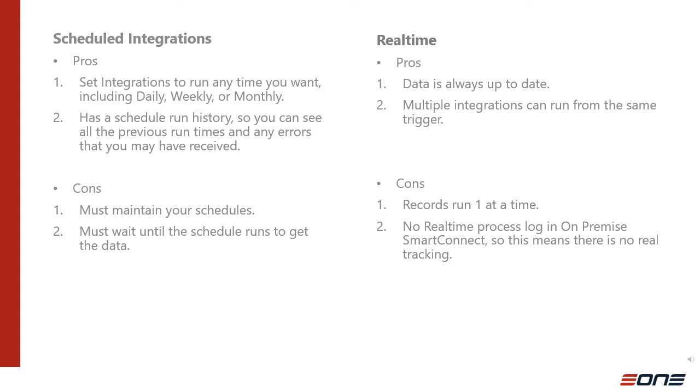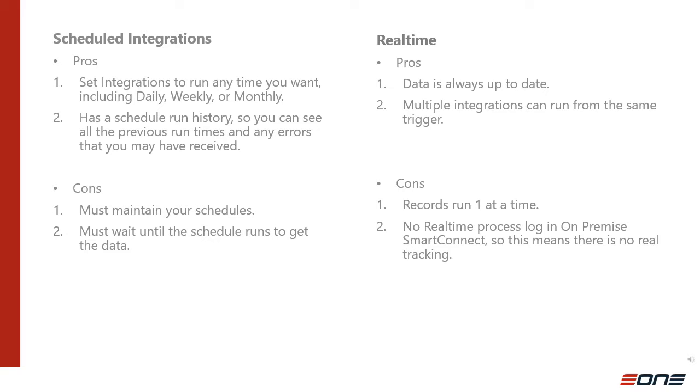When deciding if you want to use a scheduled integration or a real-time, there are some pros and cons to think about. Some pros to scheduled integrations are that you can set integrations to run anytime you want, including daily, weekly, or monthly. Also, schedules have a run history, so you can see all the previous run times and errors that you may have received. A few cons to scheduled integrations are that you must maintain your schedules and you must wait until the schedule runs to get the data.